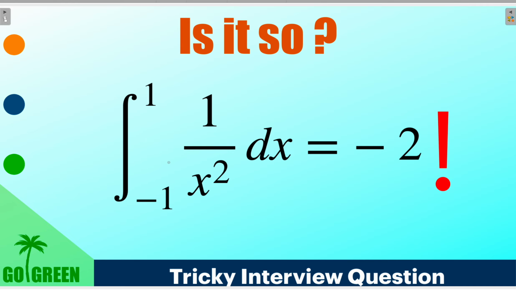The integration is given over -1 to 1 and the function is 1 by x square. Okay, and it is said that it is equal to -2. Okay, so we'll check whether this is so.